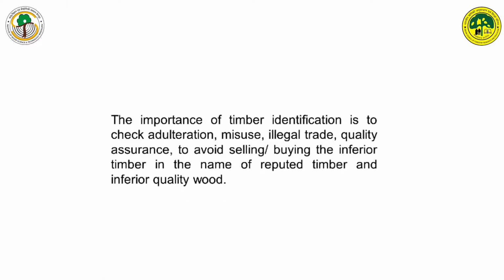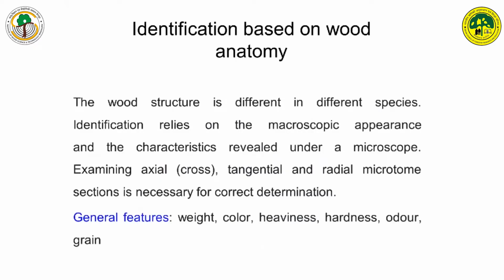So the importance of timber identification is to check the adulteration, misuse, illegal trade, quality assurance, and to avoid selling or buying the inferior timber in the name of reputed timber and inferior quality wood. So, identification based on wood anatomy. Before knowing any timber, like what is the adulterant, how the adulteration is happening and how we can check the adulteration, one should know the method of identification.